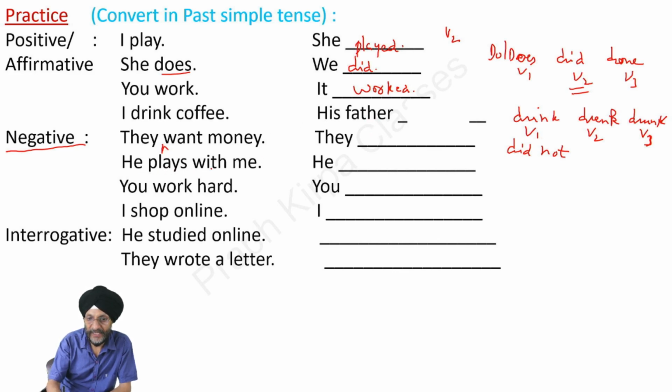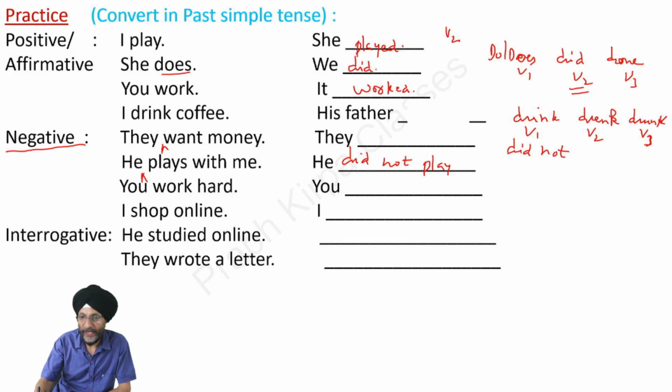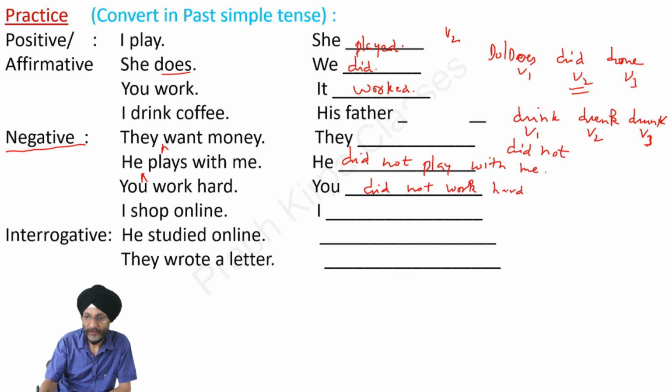Next, he plays with me. He did not. We have to use the basic form of the verb. That is, we will remove s. He did not play with me. You work hard. You did not work hard. I shop online. I did not shop online.